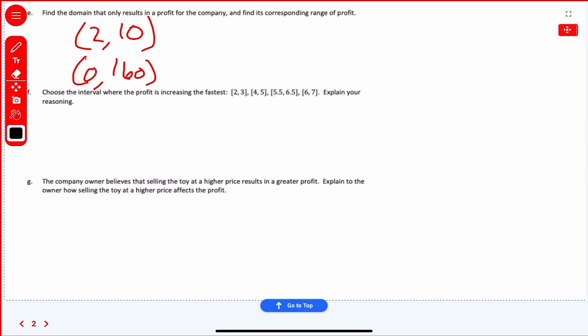2 to 3, 4 to 5, 5.5 to 6.5, 6 to 7. Why? Yeah. 2 to 3. Because that's the steepest curve.